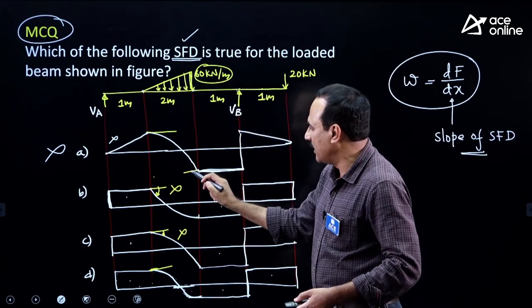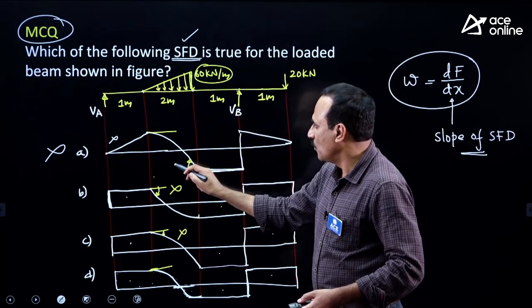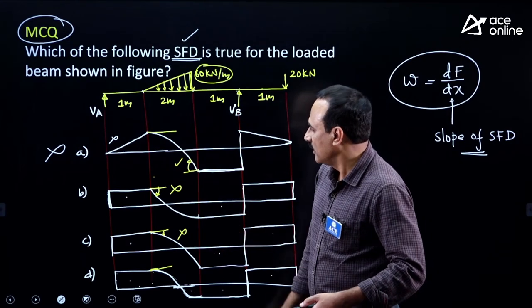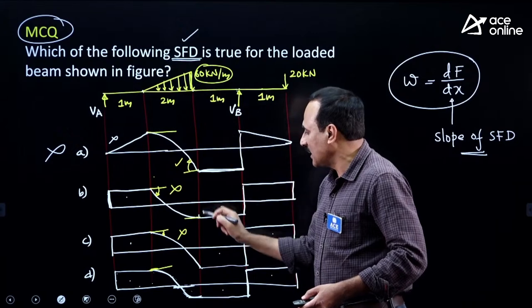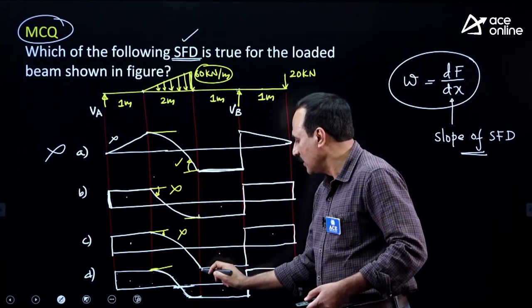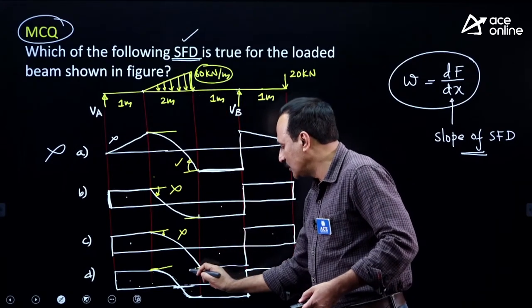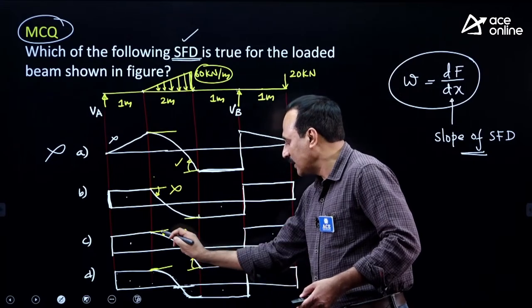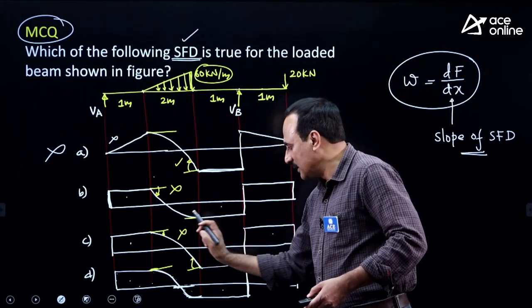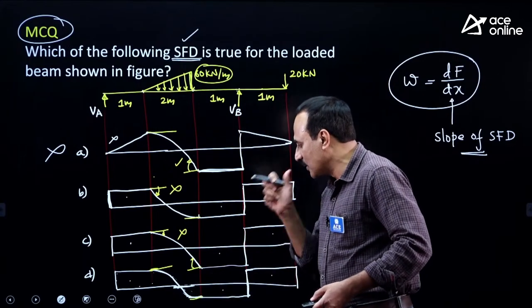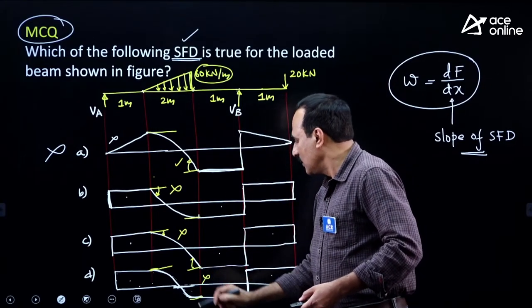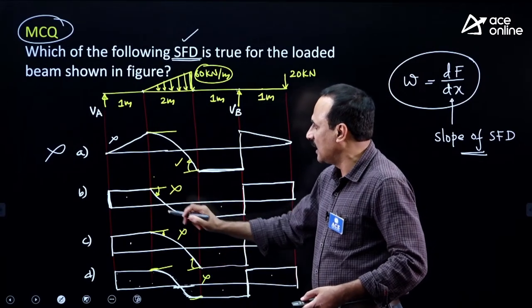So high slope here. Okay, high slope here. And here you see zero slope. Zero slope means high rate of loading, zero slope, gone. High rate of loading, high slope, it is also okay. But here you have little slope, this is ruled out. And here zero slope. High rate of loading, zero slope, this is also gone. This is gone, this is gone, this is gone.